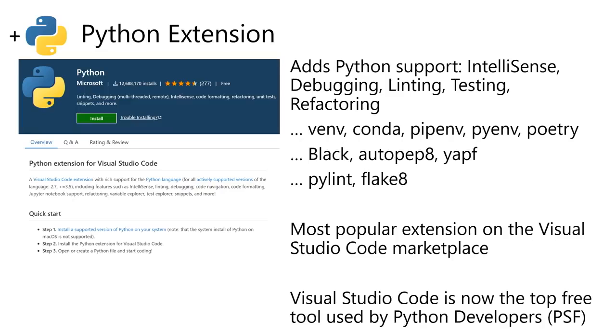So the Python extension offers a lot of great jam-packed features. It offers IntelliSense, debugging, testing. There's support for virtual environments like venv and Conda, some formatters like Black and AutoPep8, as well as some popular linters like PyLint.